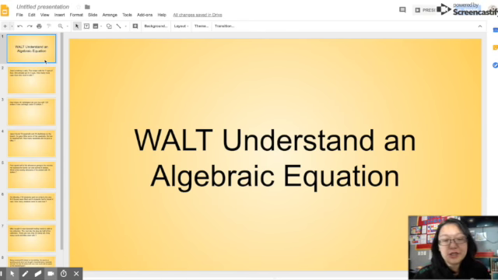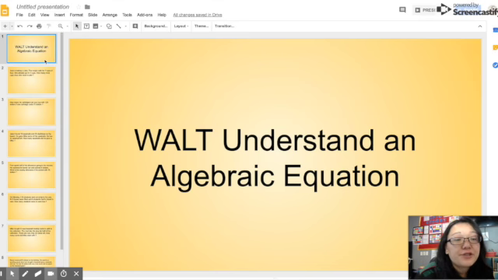Today we are learning to understand an algebraic equation. Specifically, we are learning to demonstrate that understanding by creating an algebraic equation by looking at a word problem.